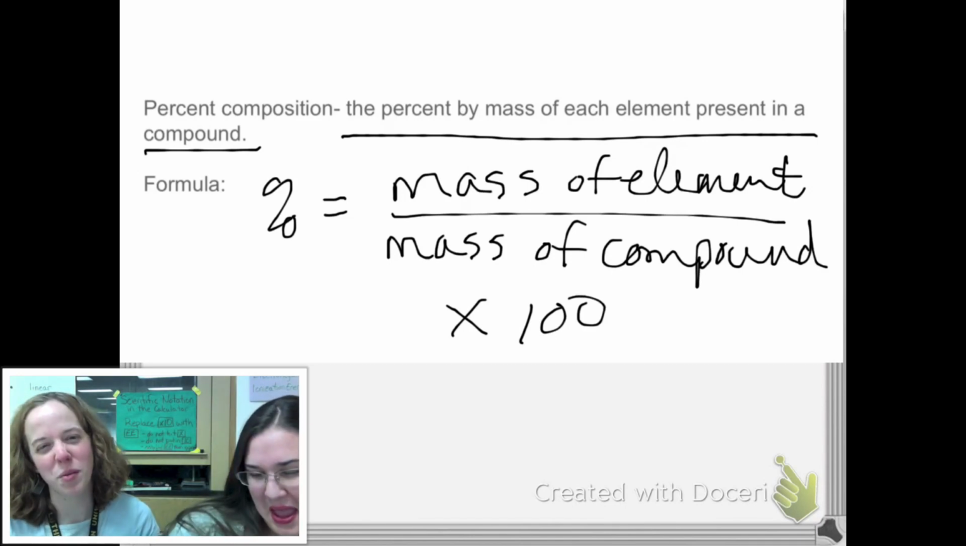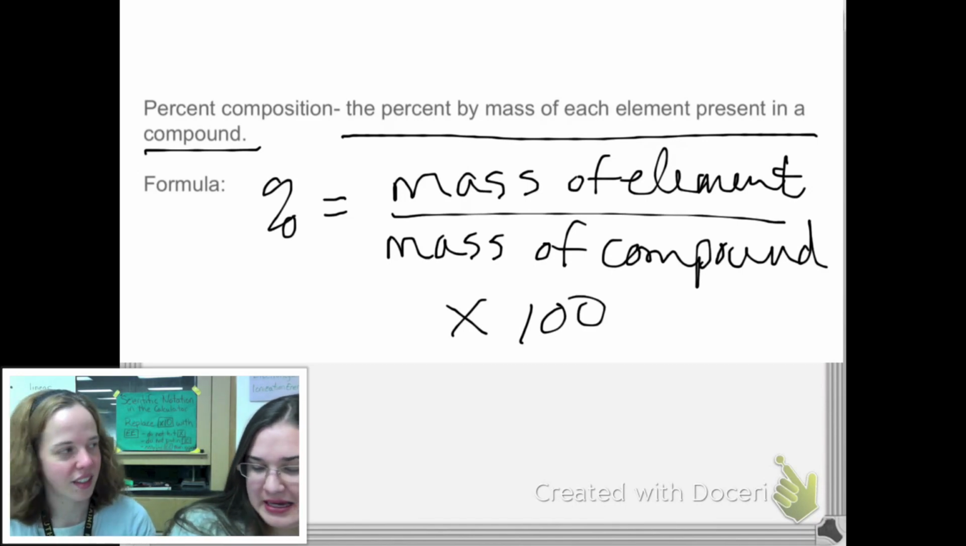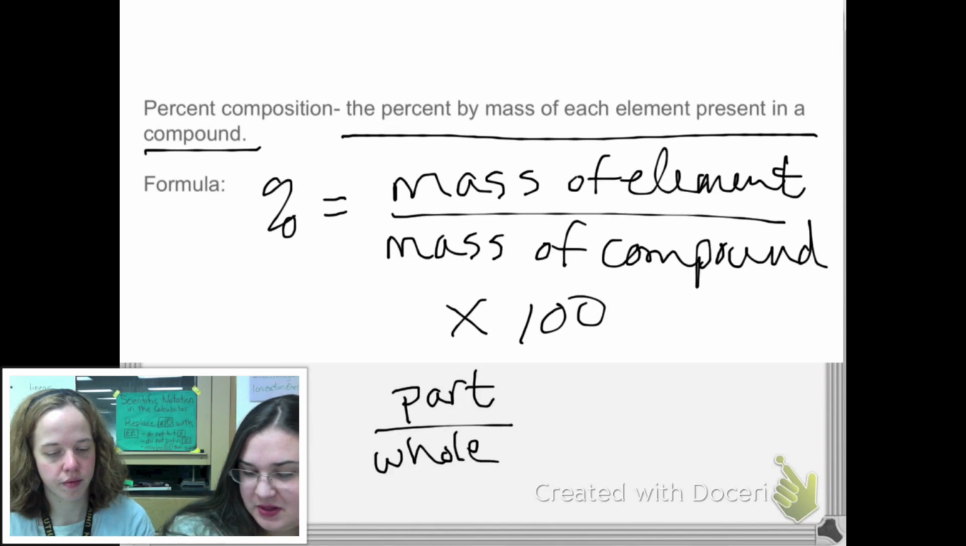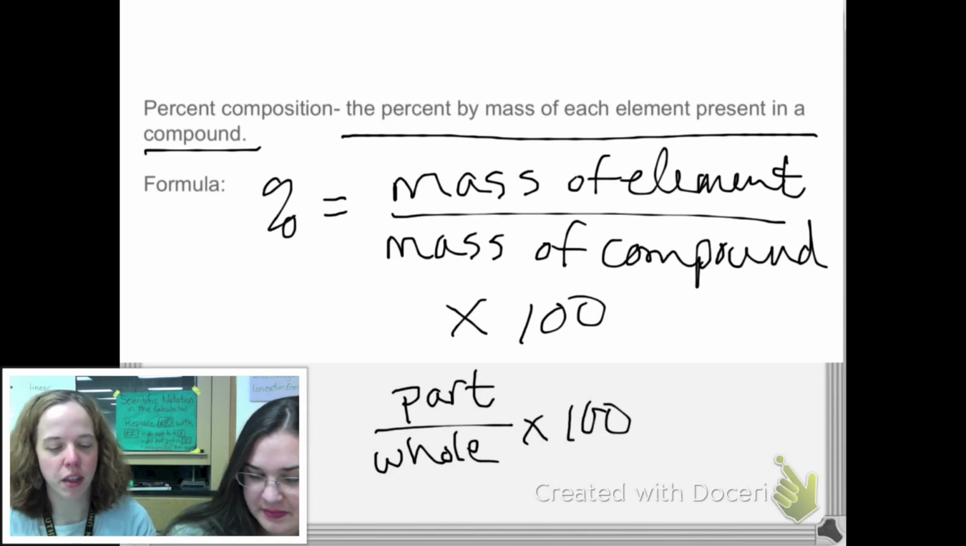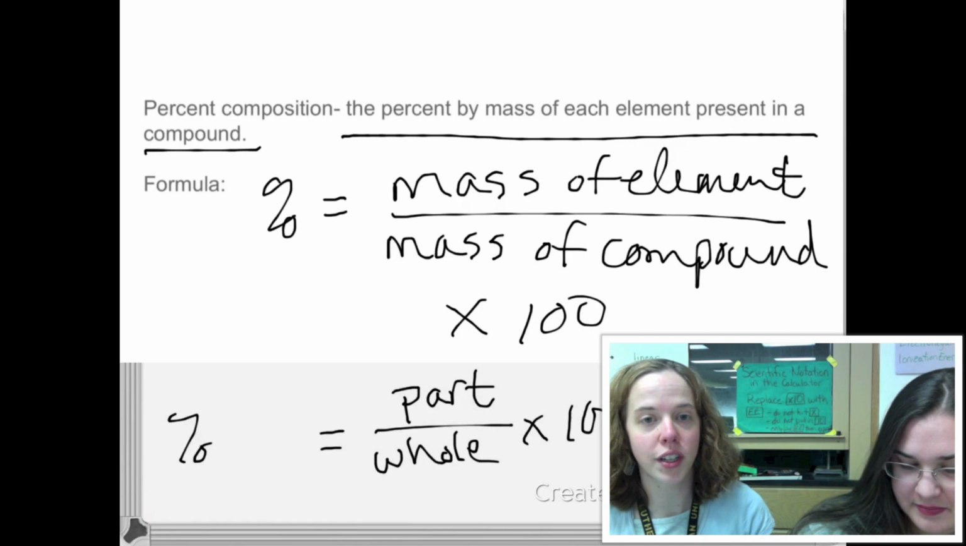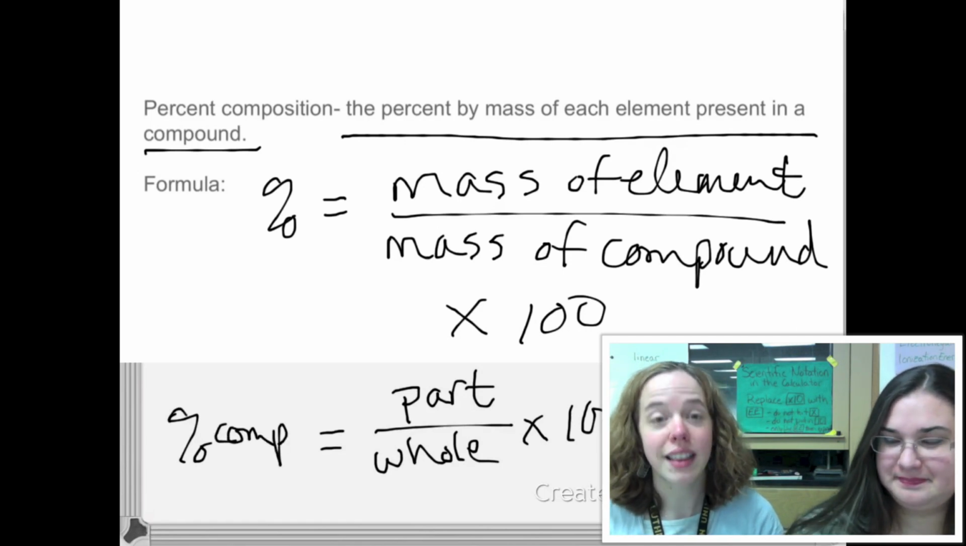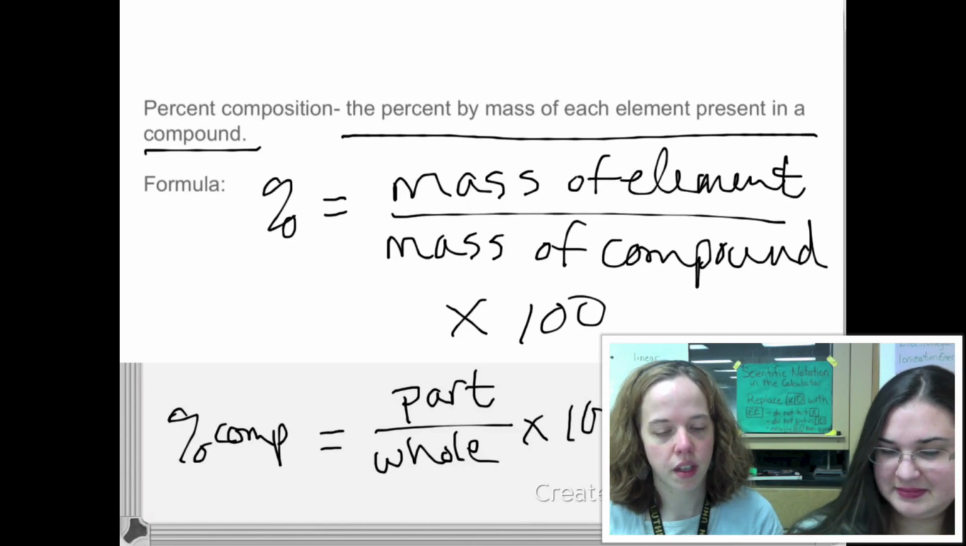That did not fit on there, so it should be all one line. We'll rework it. I like to go part over the whole times 100, which really just means the same thing. The mass of the element, the part, over the whole we're looking at, the mass of the compound. Both are perfectly valid ways to look at it. All right, let's do a problem together like this.